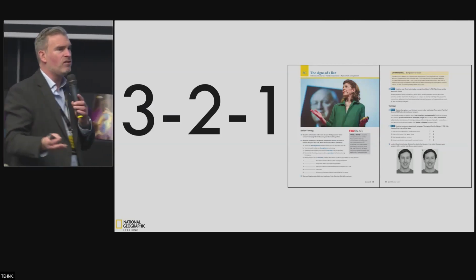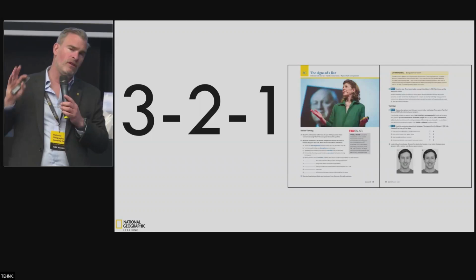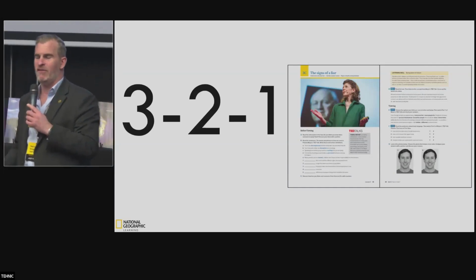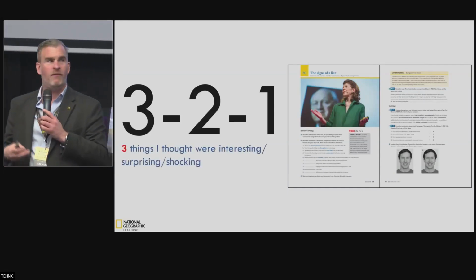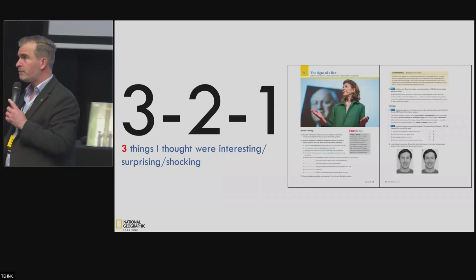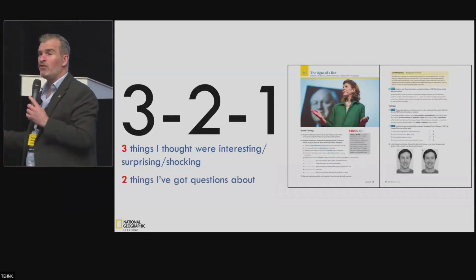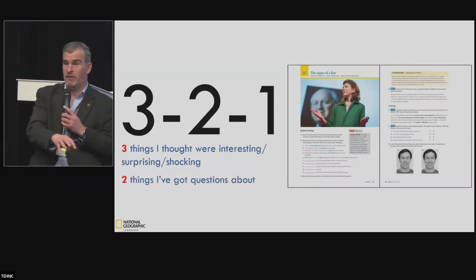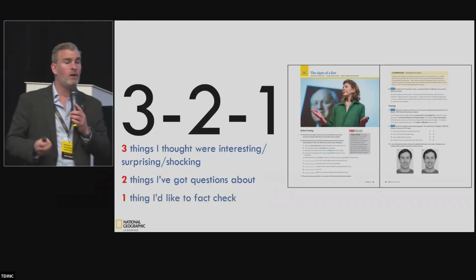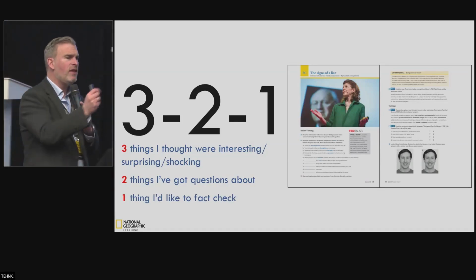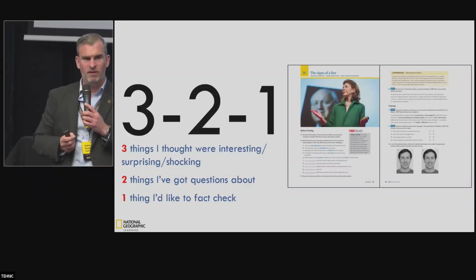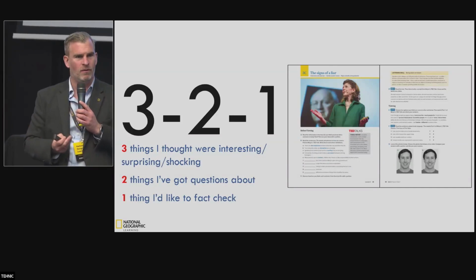So whenever I do a TED Talk, I would never go straight to the questions. I want them to respond to it in real time. And using a 3-2-1 activity helps to scaffold that. So 3 things that I found interesting or surprising or maybe even shocking. 2 things that I've got questions about, or maybe 2 things that I disagree with. We can change these things. And 1 thing that I would like to fact check. Well, she said this, but that can't be right, can it? Up to 200 times a day? Where's this statistic come from?